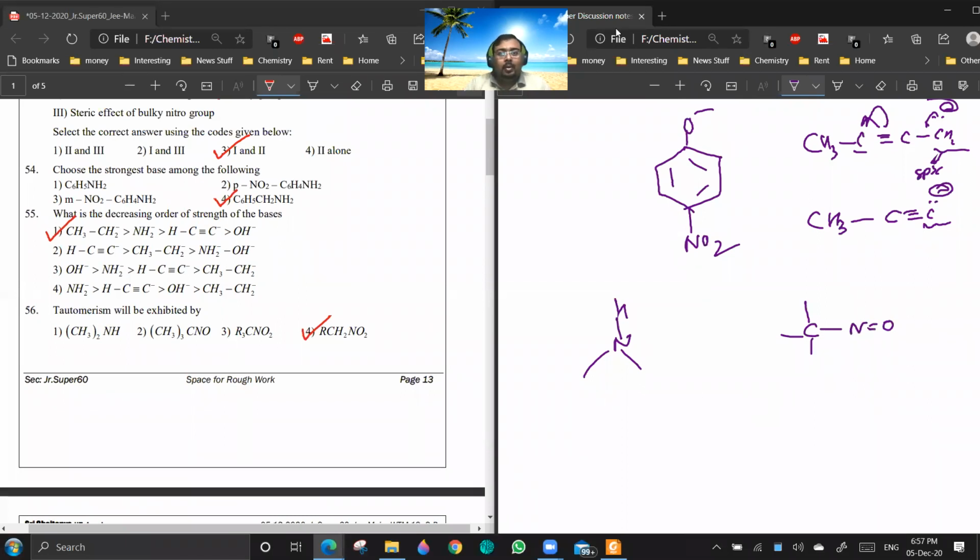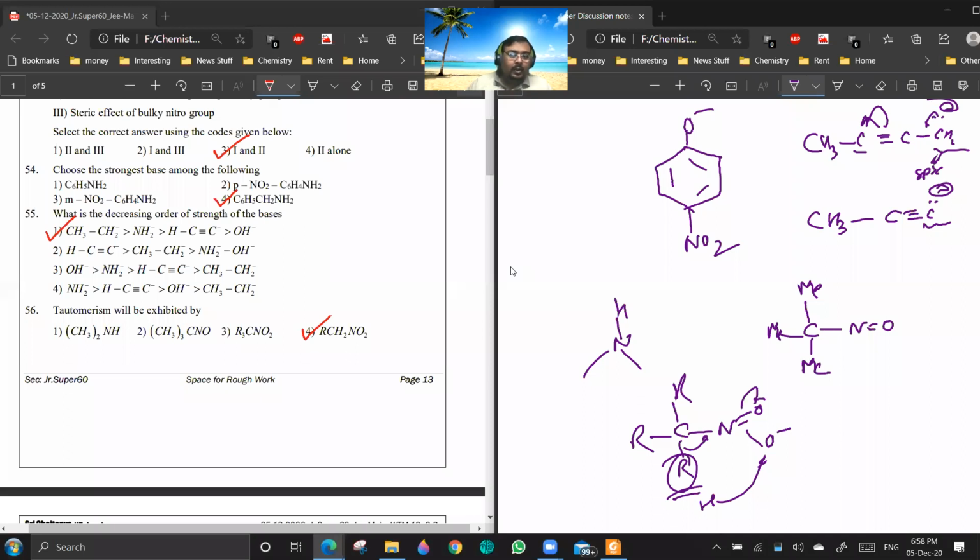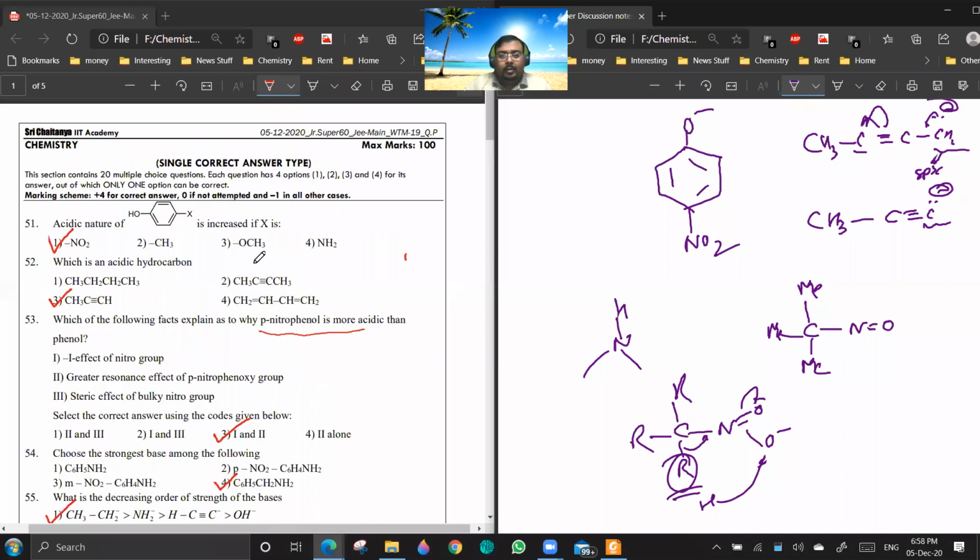Is it clear? The third option. Third is again the same thing. There is no alpha hydrogen. If this is hydrogen, then this will go here, and this will go here, and this will go here. Is it clear? Understood, sir. Okay. So I think with this we can formally end the paper discussion.